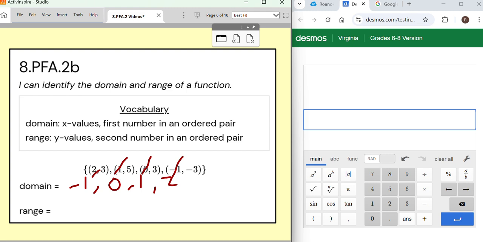Next, I'm going to go through and list the Y values. The smallest one is -3. Then we have 2 3s, but I only have to write 1. And we have a 5. So that's how you list the domain and the range. Be very careful when you're doing this and somehow mark them so you know which you've used and which you haven't.